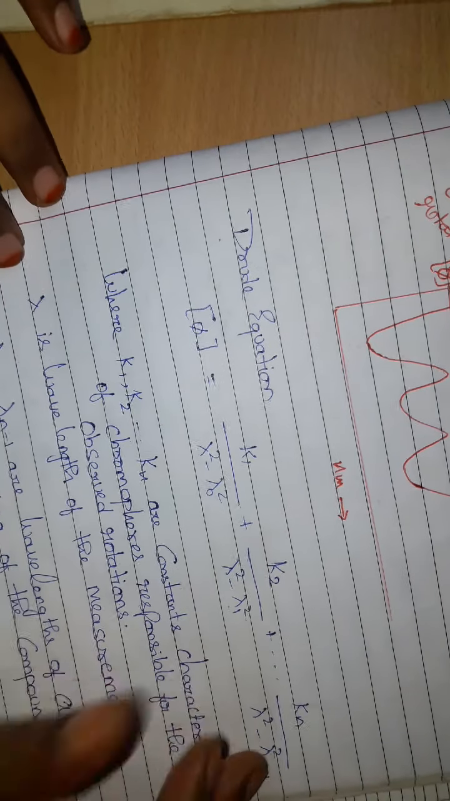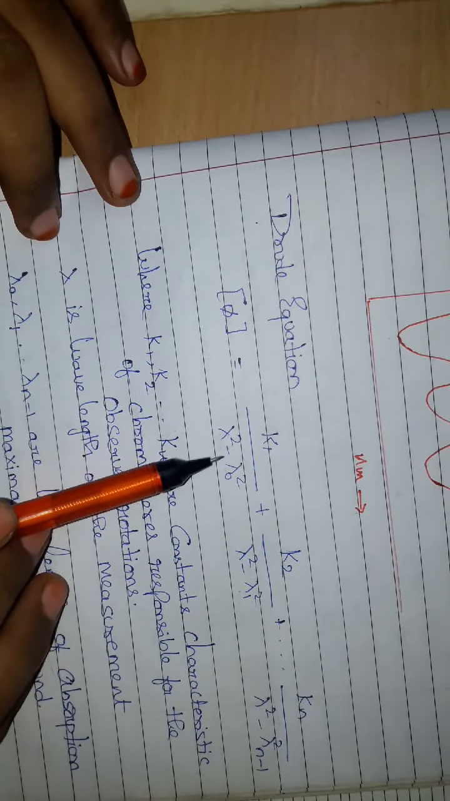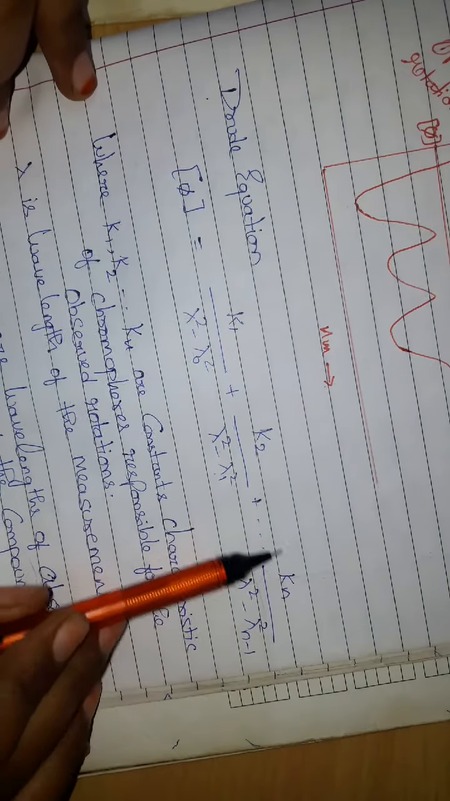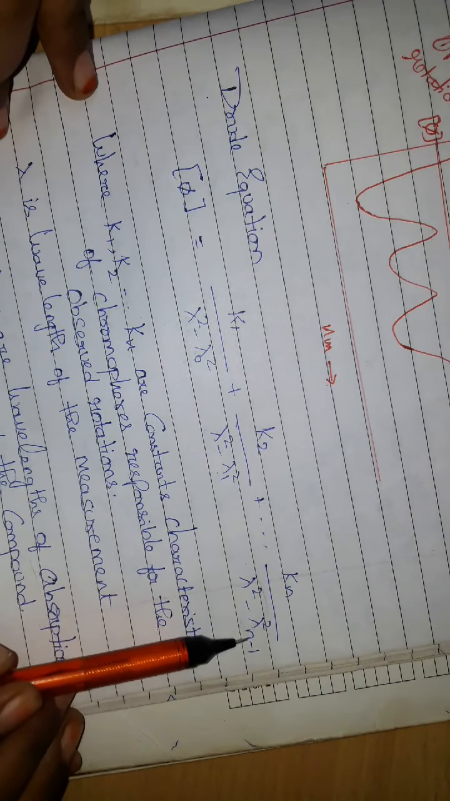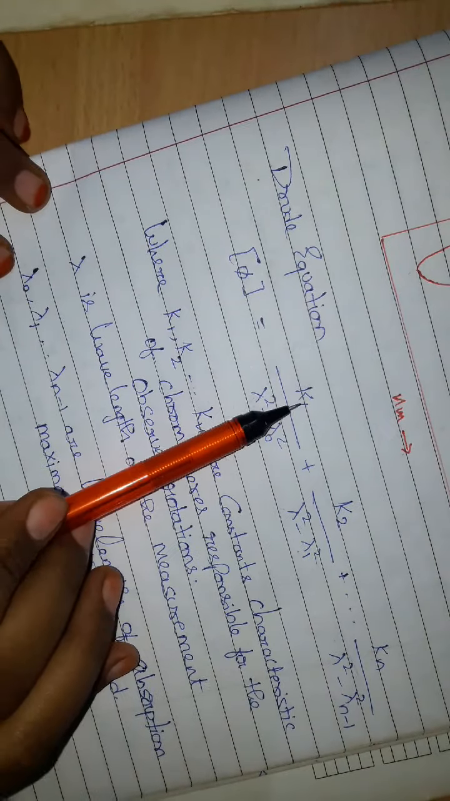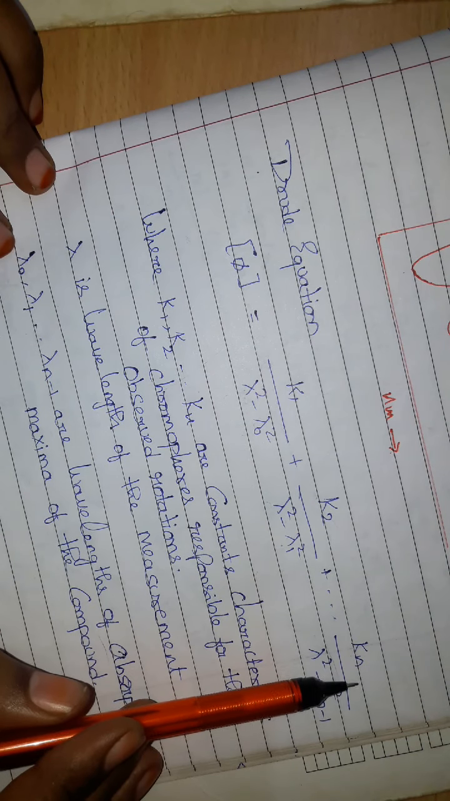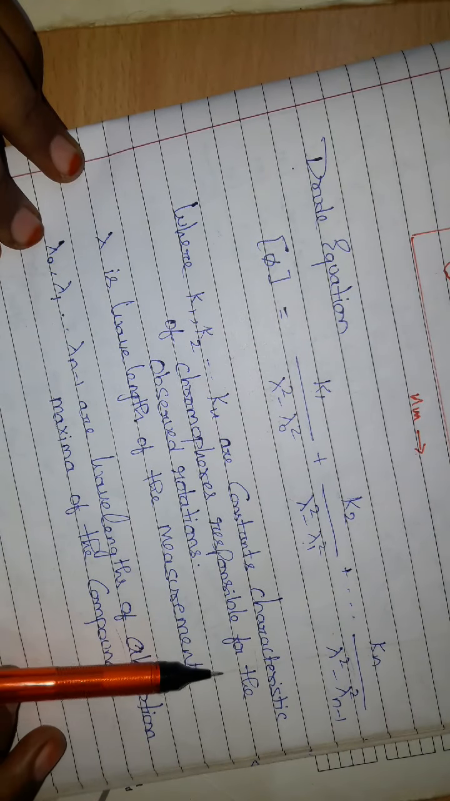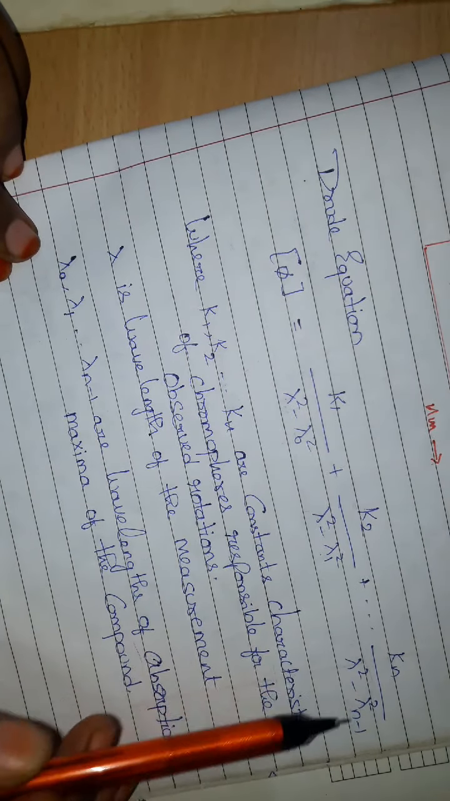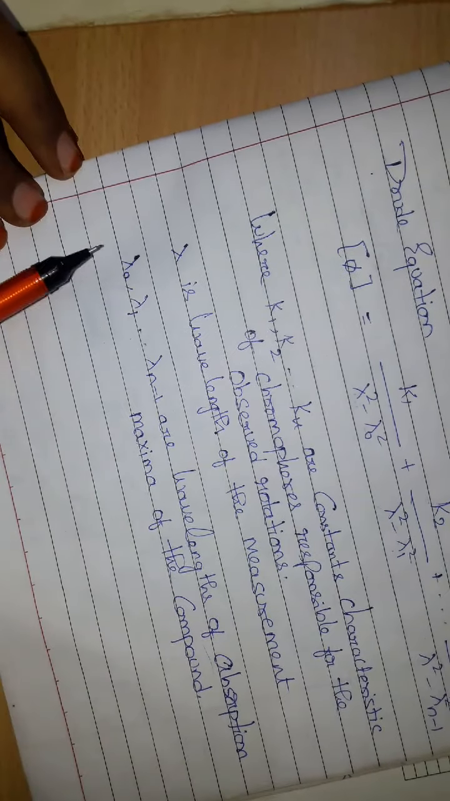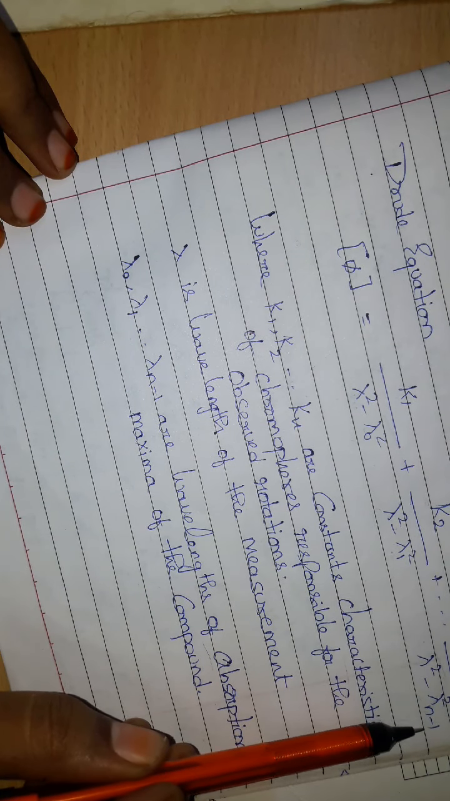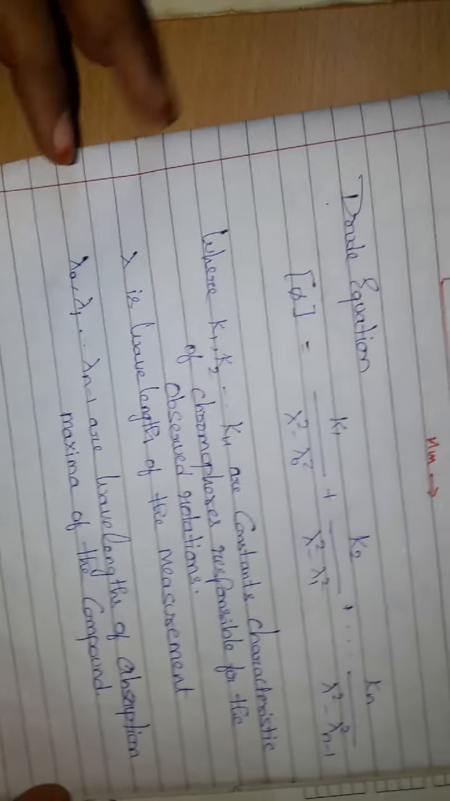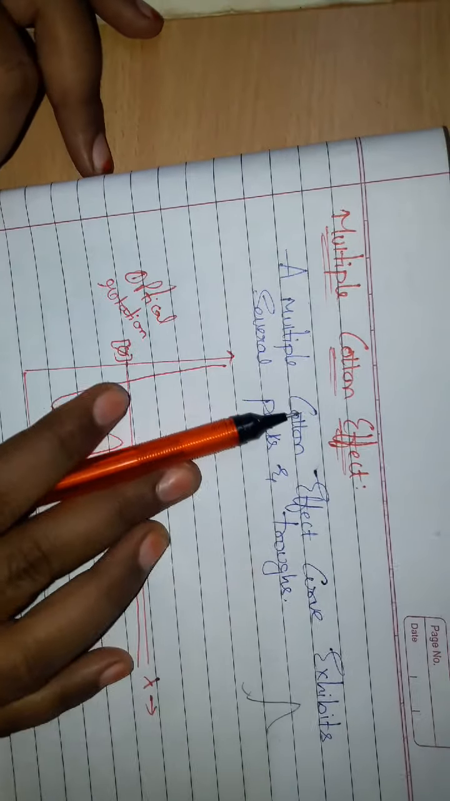For anomalous ORD curves the Drude equation is k1 by lambda square minus lambda naught square, plus k2 by lambda square minus lambda 1 square, and so on, up to kn by lambda square minus lambda n minus 1 square. Here k1, k2, up to kn are constants characteristic of the chromophores responsible for the observed rotations, lambda is the wavelength of measurement, and lambda naught, lambda 1, up to lambda n minus 1 are the wavelengths of absorption maxima of the compound. So this is all about multiple Cotton effect curves.